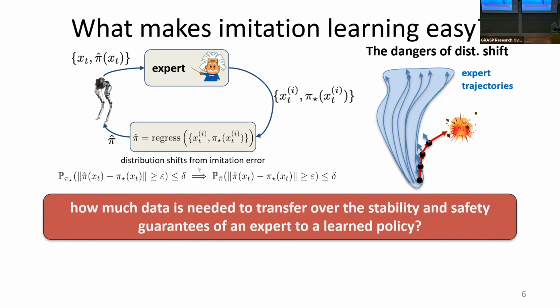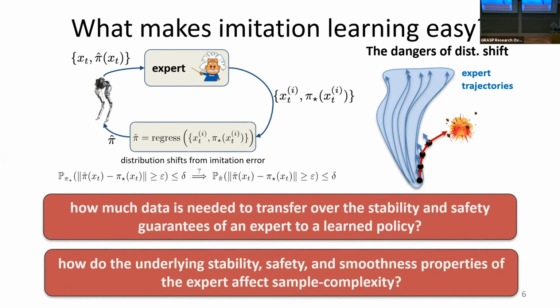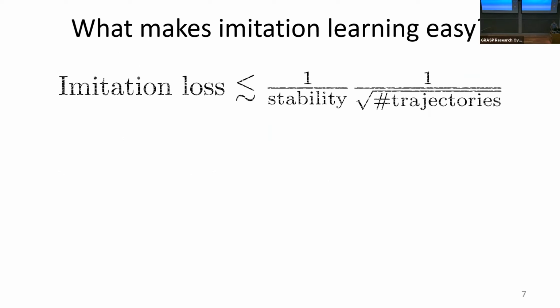So one thing we want to understand is how much data I need to actually make sure this doesn't happen, so all the nice properties of my expert are transferred over. And the flip side of this is, how do the underlying properties of my expert determine whether something is easy or hard to learn via imitation learning? By combining ideas from nonlinear robust control theory and statistical learning theory, we're able to show that, roughly speaking, the loss in performance, this deviation between my learned and expert policy, scales something like 1 over a stability measure of my system, and then 1 over the square root of the number of trajectories.